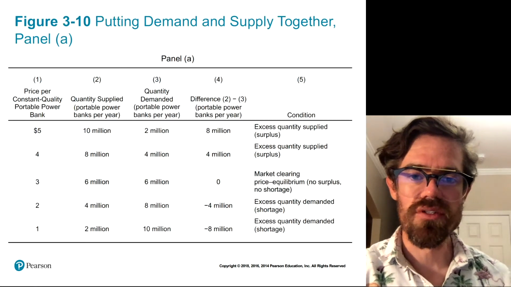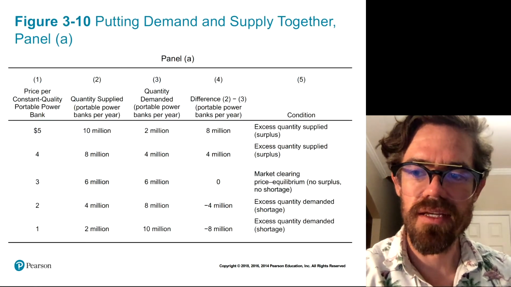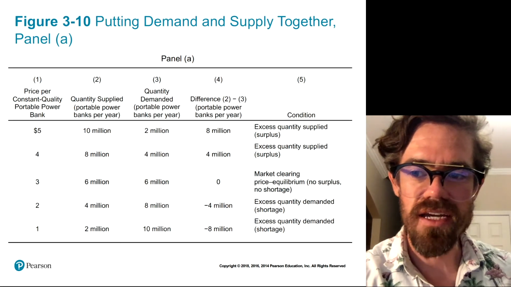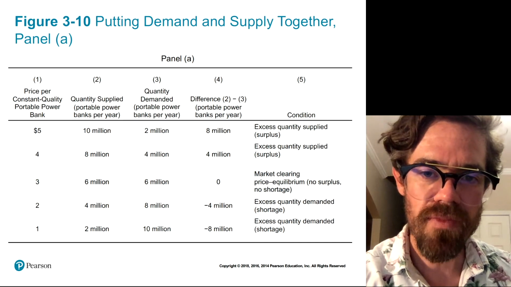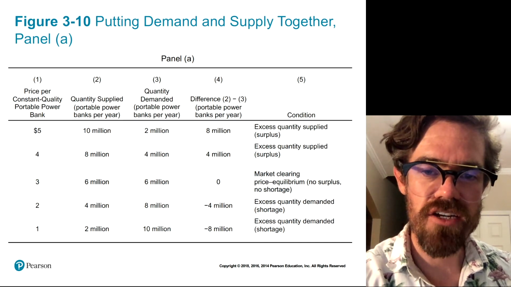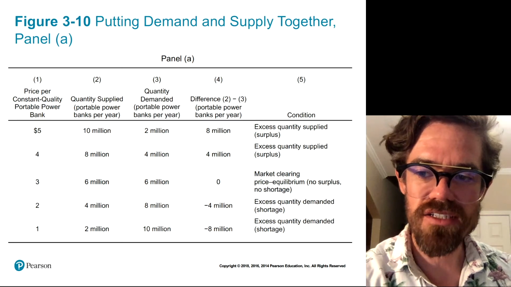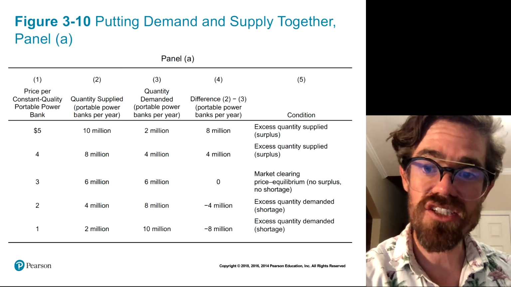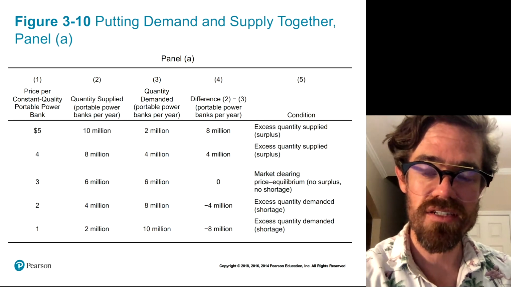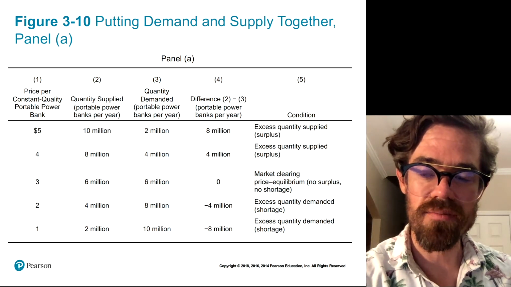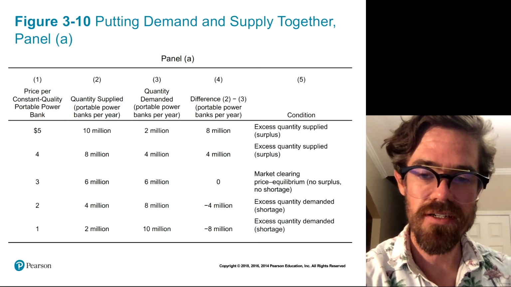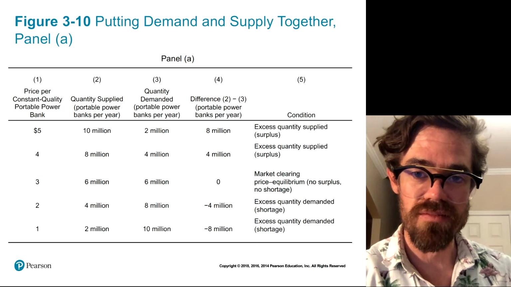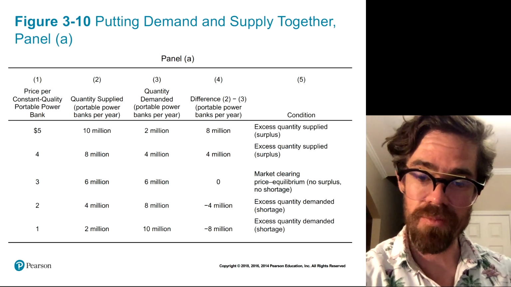All right, so here's a demand schedule and a supply schedule. So the supply schedule is in column 2. The demand schedule is in column 3. And if we find where those numbers are equal at 6 million in each column at a price of $3, that's where equilibrium is, okay? Because the quantity that the market wants to supply is 6 million, and the quantity that the market demands is also 6 million. And so everybody's happy.